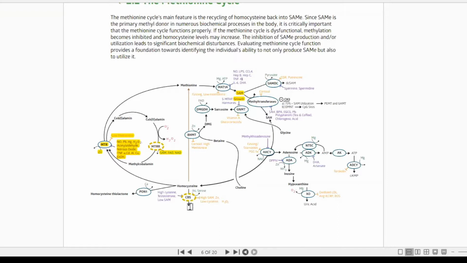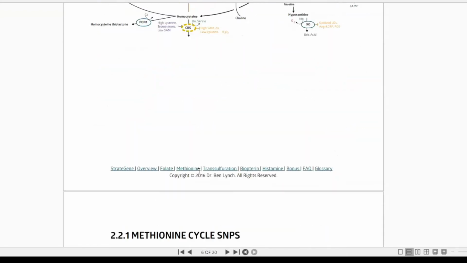Whenever it goes down the transsulfuration pathway through the CBS gene, that's where it eventually gets eliminated out of the body. We're not going to recycle that cysteine at all. It's going to go out. So those are the 3 ways that it can go. And so we'll go to the next one here.